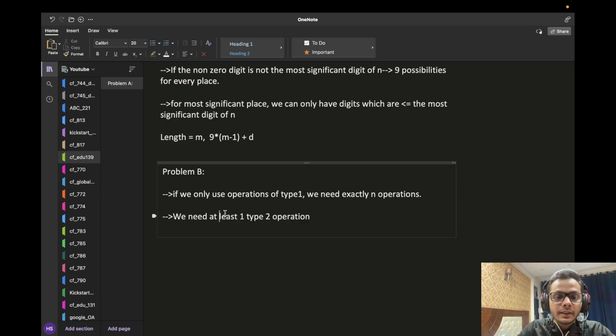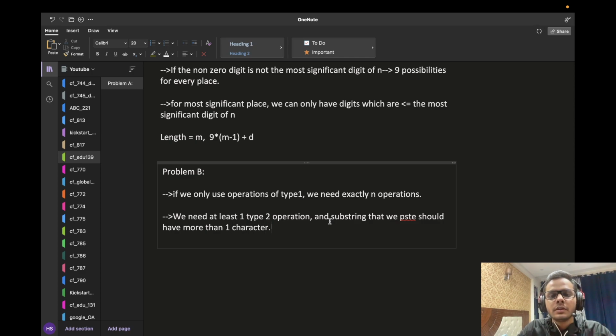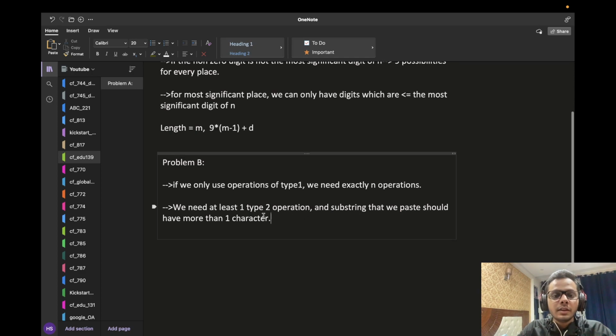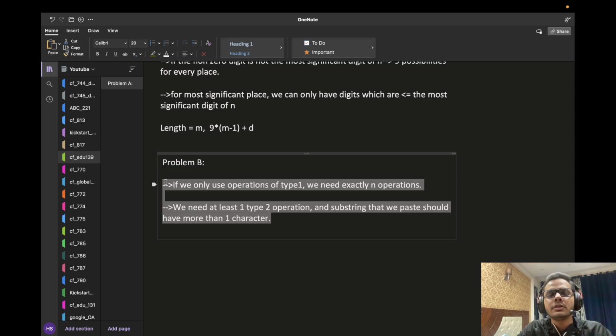And that too, in that type 2 operation, the substring which we are pasting should be greater than or equal to 2 in length, and the substring that we paste should have more than one character, right? So this is the requirement. The reason being that if we just paste a substring of one character, it is like doing the same thing as operation 1. It is exactly the same thing, right? So we are getting a benefit of only one, whereas we need a benefit of more than one in at least one operation. And if we do that, then we will type the entire string in strictly less than n operations, right? So I hope the requirement is clear.